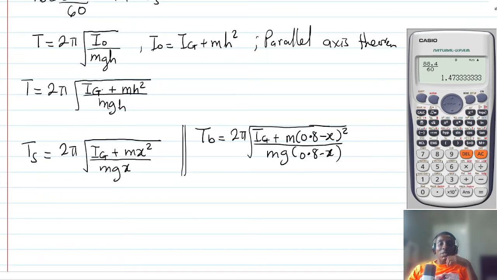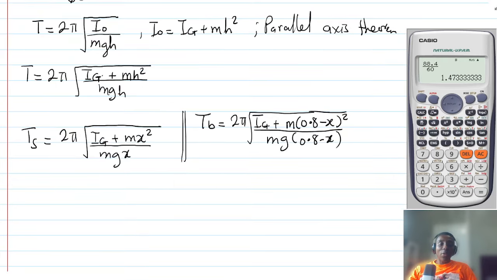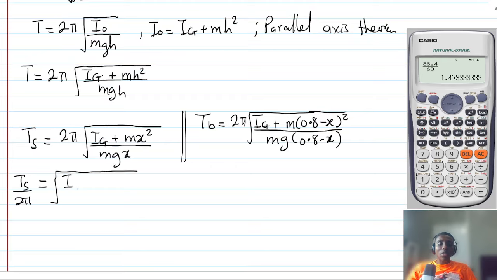You see that it's very simple. The whole idea is that we can assume that x is the distance from the center of gravity to the small one, and L minus x will be for the big one. Let me just write 0.8 minus x, because we know L is 0.8. So that is the problem. In fact, I have finished solving the question. The rest is algebra. So what do we know? We know that Ts divided by 2 pi will be equal to the square root of Ig plus m x squared, all divided by mgx.